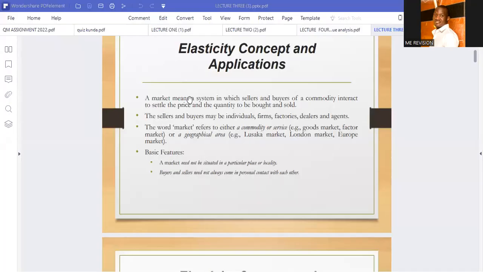The concepts of elasticity need to be understood as follows. Elasticity is simply the percentage change in quantity demanded over the percentage change in price. So if a question comes with a formula that you need to identify, elasticity of demand is simply the percentage change in quantity demanded over the percentage change in price.